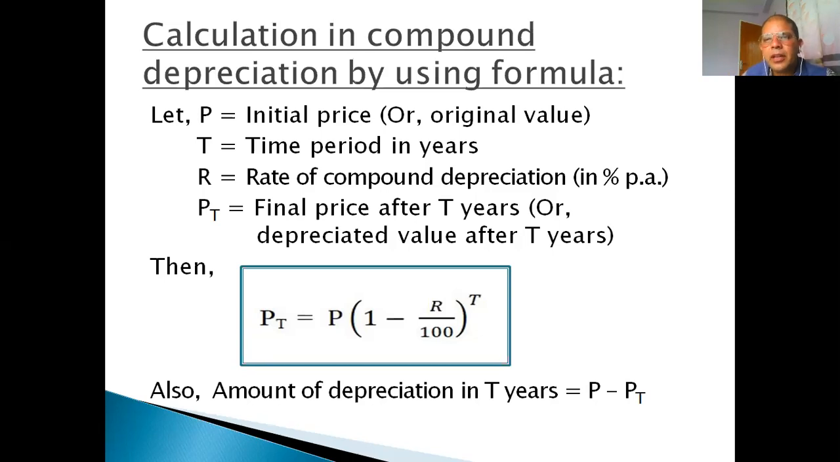Don't be confused. To find the amount of depreciation, it is P minus PT. So P is always greater than PT, because P is your initial price, and PT is your new price, at which you are going to sell it. P is your bought price. So this minus this one.